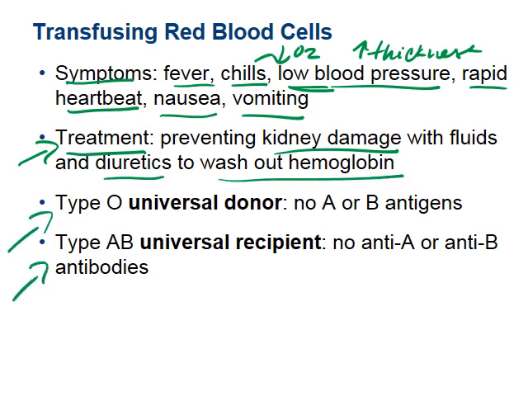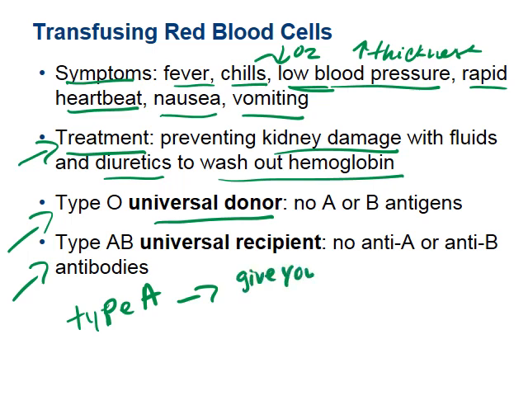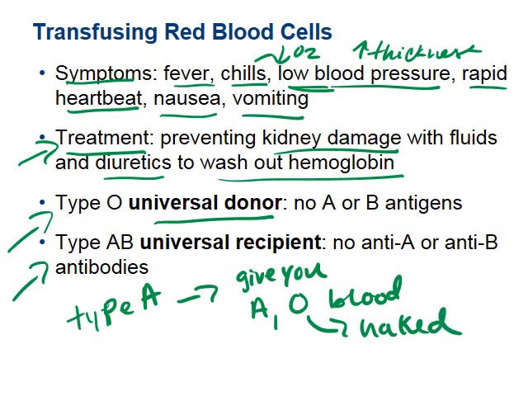But one of the things we try to do is give somebody a universal donor, right? If you're type A, I can give you A blood, or I can give you O blood. Remember, O blood is naked. Your body basically won't see it. It's not like your antibodies will see anything because the O's don't have any antigens on the outside of them.